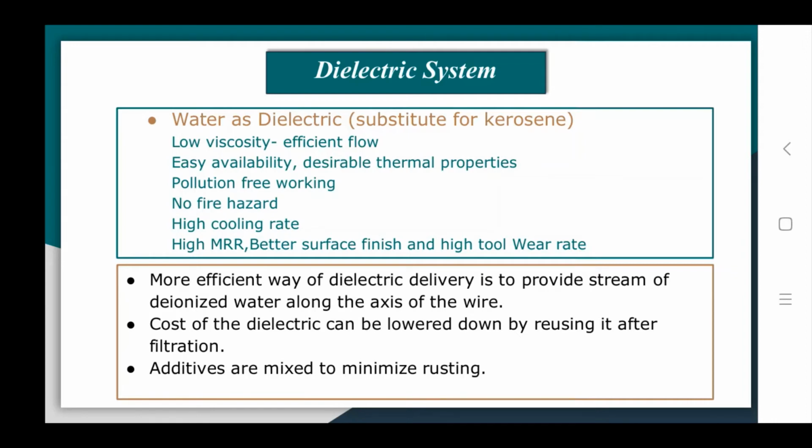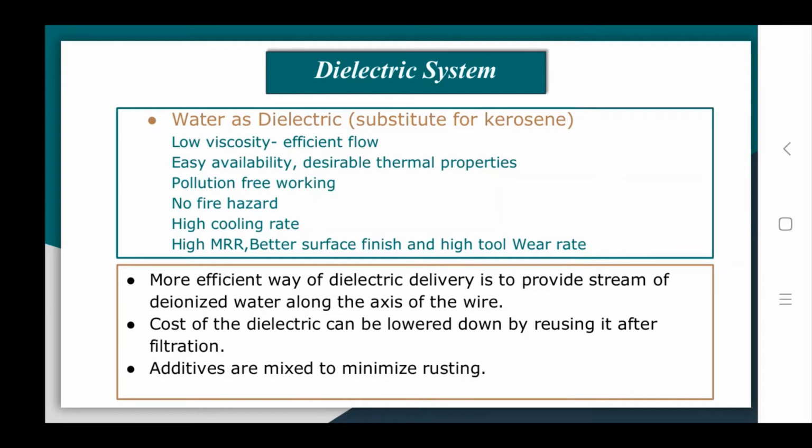Now some additives are mixed to minimize the rusting also. And if you want to reduce the cost of the dielectric fluid, we should provide direct delivery, a stream of deionized water along the axis of the wire. So the cost of the dielectric can be lowered if we can reuse the deionized water after filtration.